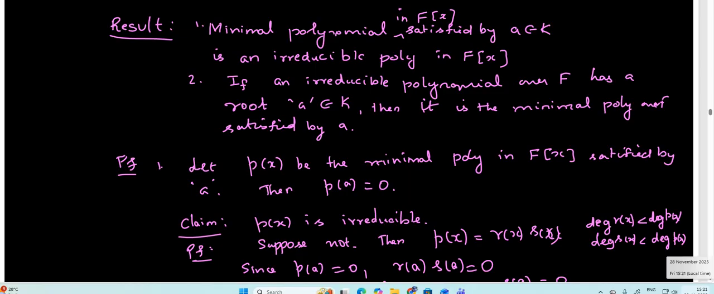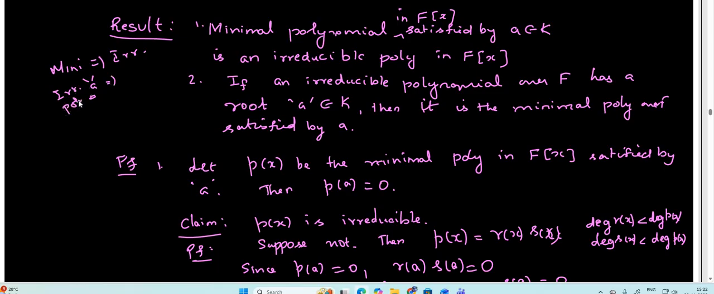So minimal always implies irreducibility, and irreducibility, that is, an irreducible polynomial satisfied by a, should imply that the minimal polynomial is an irreducible polynomial in the first case. And here, an irreducible polynomial with a as a root should be the minimal polynomial satisfied by a. So these are the two implications that we are going to prove in this result.